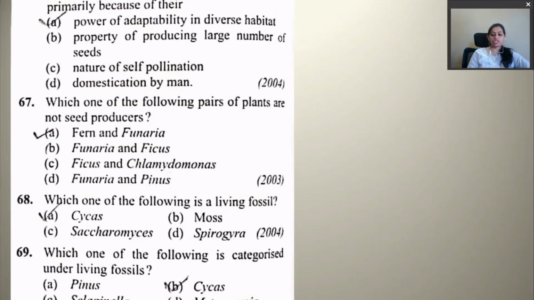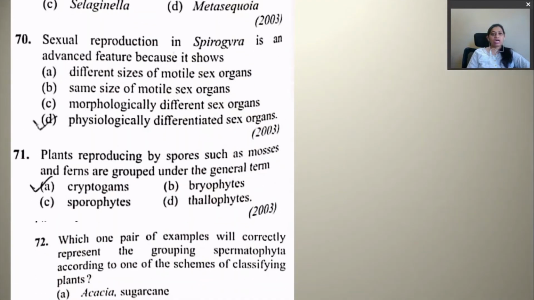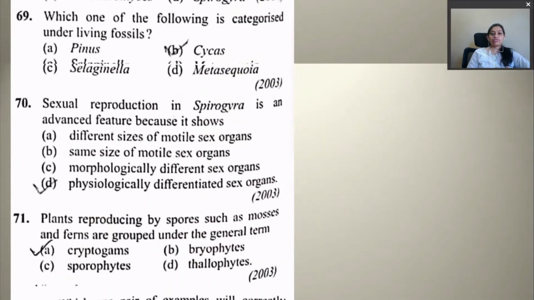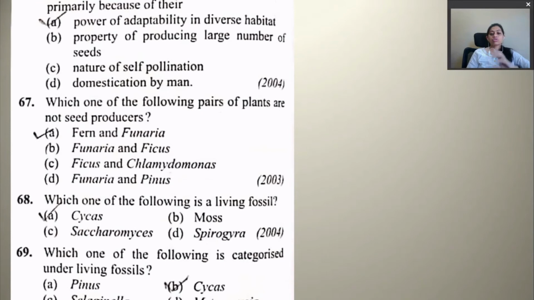Okay, which one of the following is categorized as a living fossil? Pinus, Cycas, Selaginella and Metasequoia. So for this, Cycas shows very many characters shared with those members which are not living nowadays, right? So that's why Cycas is called a living fossil.